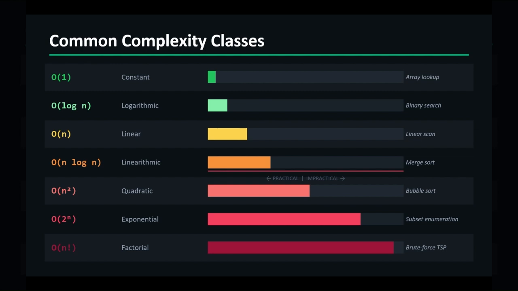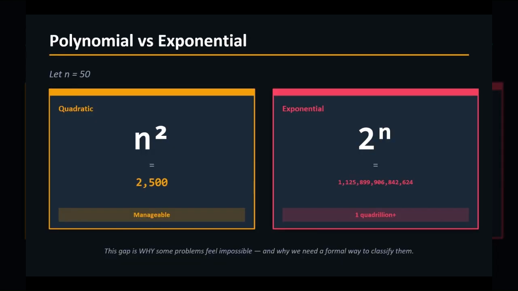Let me make this boundary even more visceral with real numbers. Polynomial versus exponential. The aha moment. Take n equal to 50, 50 items. Not a million, not a billion, just 50. If your algorithm is quadratic, n squared, that's 2,500 operations, done in the blink of an eye. If your algorithm is exponential, 2 to the power of n, that's 1 quadrillion, 125 trillion operations. That's more operations than there are grains of sand on Earth, for 50 items.